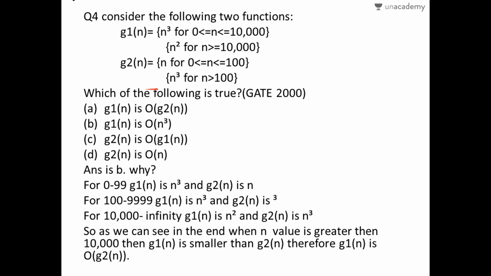So we can see that for n equals infinity, G1 will be n square and G2 will be n cube. So G2 is greater than G1. So we can conclude that G2 is greater than G1, that is, G1 is big O of G2, or G1 is smaller than or equal to G2. So we can see that the B option says this, and this is our answer.